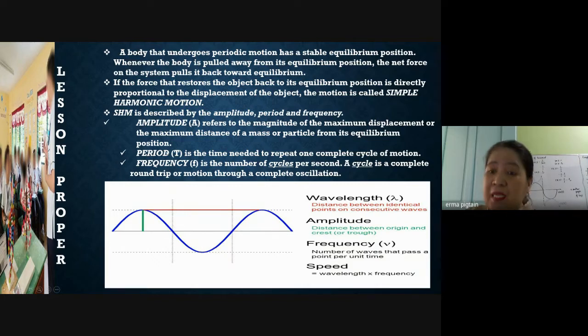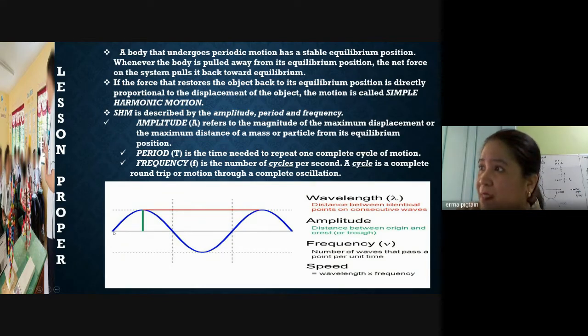Then we also have the period. It's pertaining to the time it takes for one complete cycle. Okay, so it's the time it takes to complete one cycle of motion. So pag sinabi natin one cycle, example, eto half cycle yan. Mula sa point na to, tignan niyo yung cursor ko sa screen natin, mula dito hanggang dito, half cycle yan. So mula dito hanggang dito, another half cycle yan.